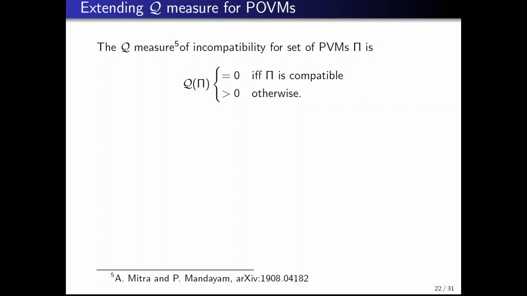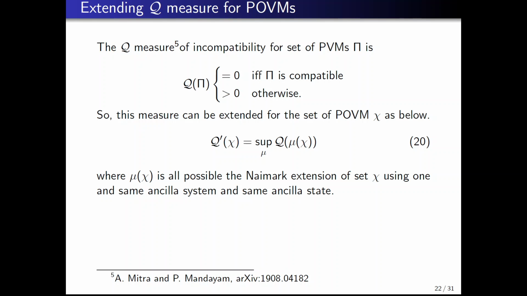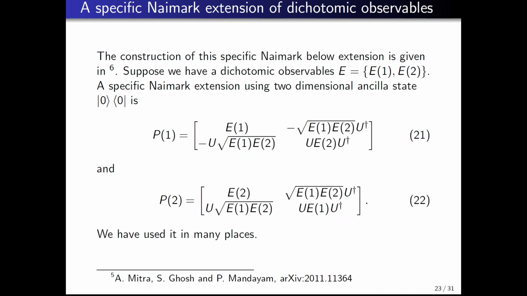One measure Q pi for PVMs has been discussed in our paper, which is written at the bottom. So this measure also can be extended for POVMs as above. So Q prime chi is 0 if and only if chi is compatible. Otherwise Q prime chi is a positive quantity. Now this is a specific Naimark extension for a dichotomic observable. Construction of it has been explicitly shown in our paper, which is written at the bottom.